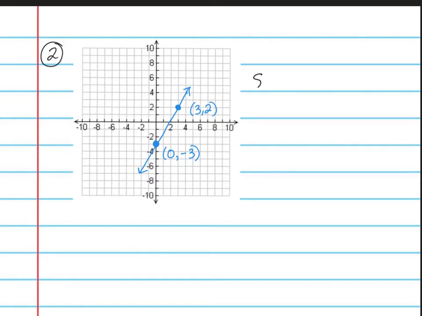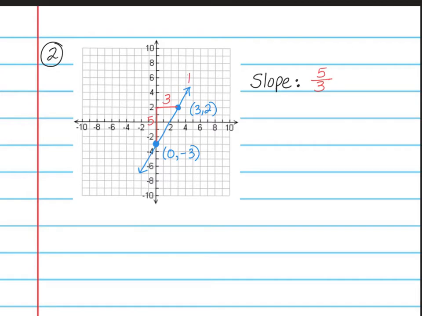Okay, let's start by finding the slope. So I'm going to take a pen and draw my triangle between the 2 points. We're going to count up 1, 2, 3, 4, 5 up, and 1, 2, 3 over. So that means that my slope is up 5 and over 3.